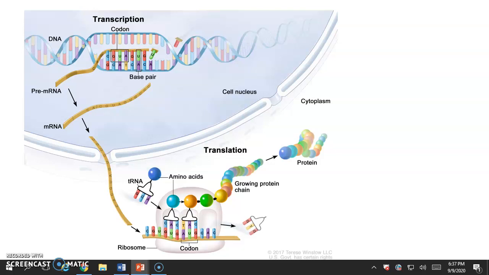So there are two main processes that happen to allow for the DNA to be read and then a protein to be formed. It's a few steps to get from the DNA to our protein product. So we break it down into two main processes, and these processes happen in different areas of the cell.